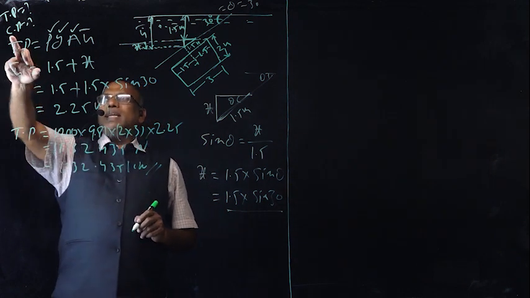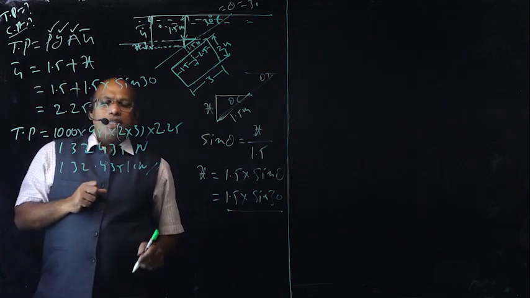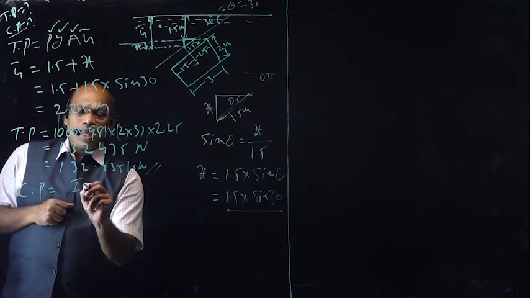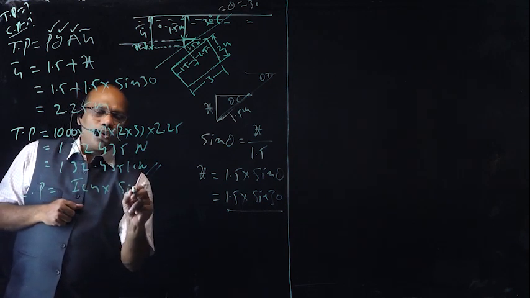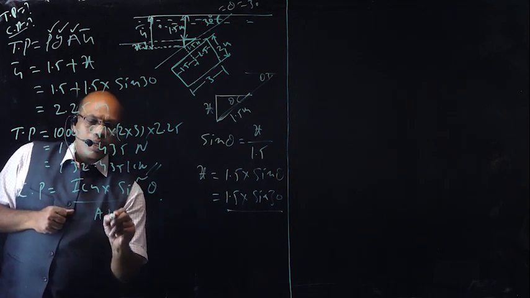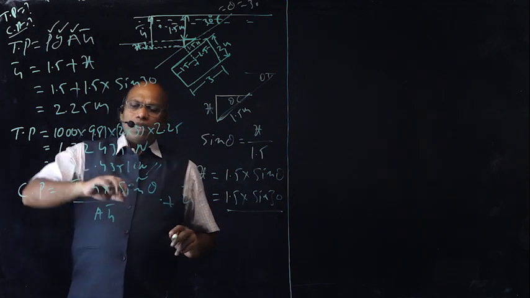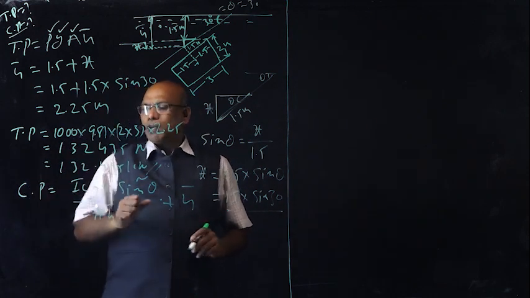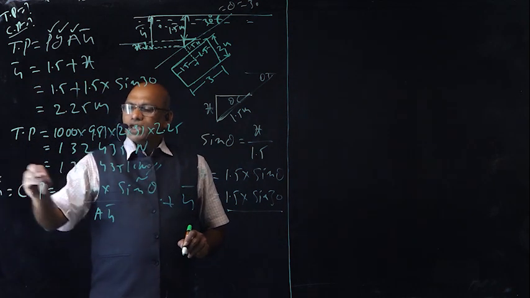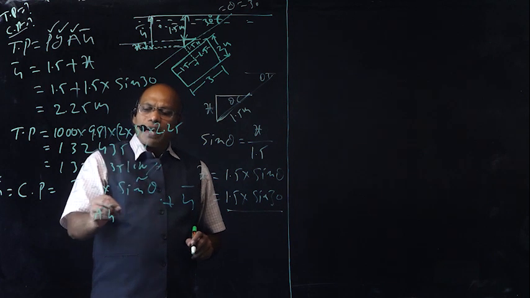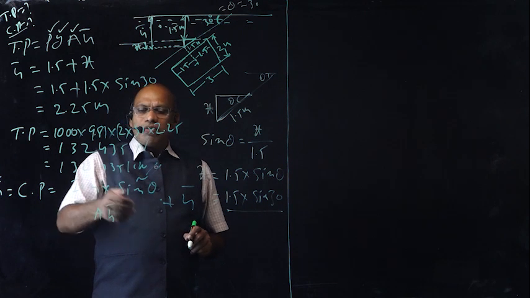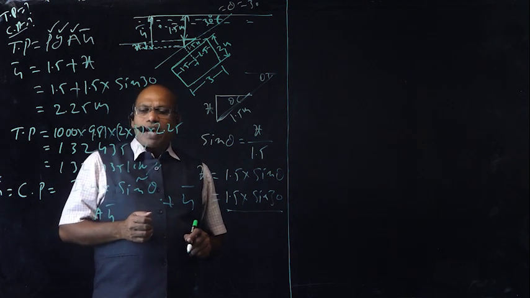Now we are going to determine the center of pressure. The center of pressure formula: h star is equal to I_CG into sin square theta divided by A h bar, plus h bar. Already I have derived this in the last class. Now we are going to substitute the values here.